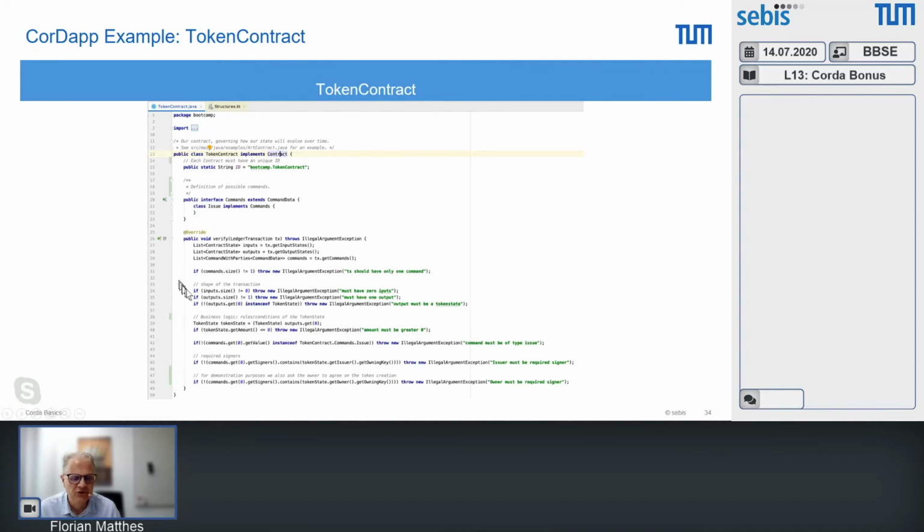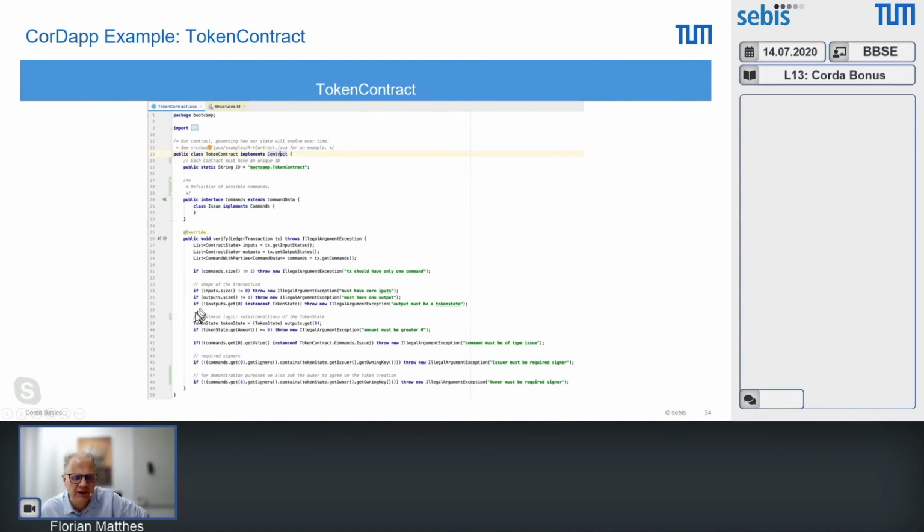So then we look at the shape of the transaction. We will say, okay, we now have an issue transaction. Therefore, we expect that the input is empty. We don't have any input which is consumed by our issue transaction. So therefore, we must have 0 inputs. And we also expect that only one state is produced. So therefore, the output size should be 1. Otherwise, we would throw an exception and abort execution of this verify operation.